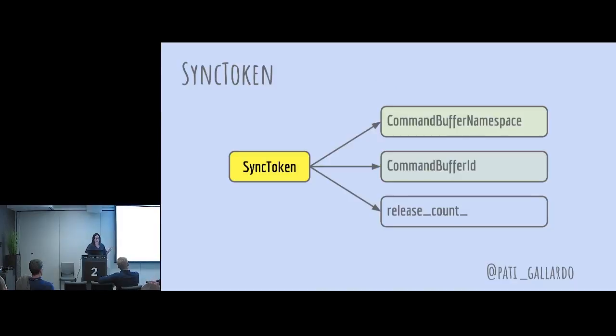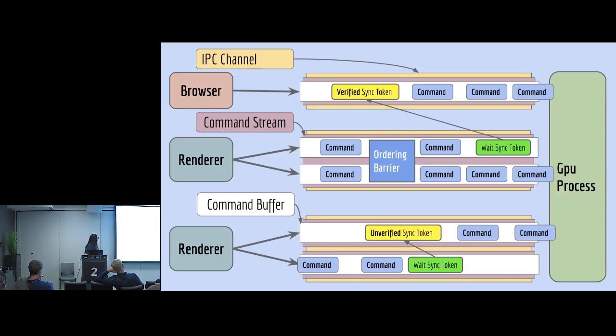So a sync token is quite a simple thing. It belongs to a command buffer, and it belongs to a command buffer namespace. It is a very simple object, really. And so here you can see a more complicated version where you have the browser command stream on top. Then you have two renderers that have two command buffers each. And here you have the different types of synchronization primitives. So the big blue box in the middle is an ordering barrier.